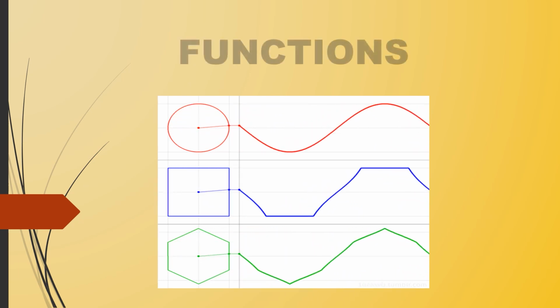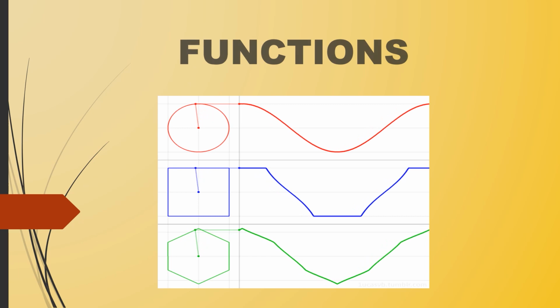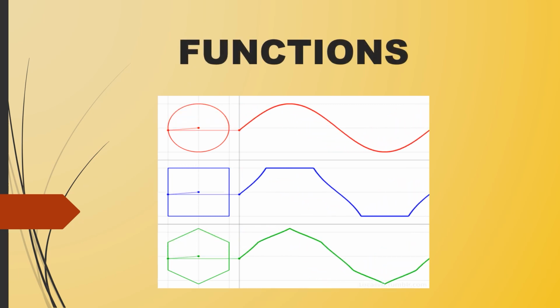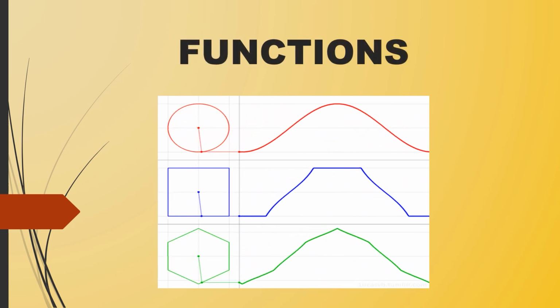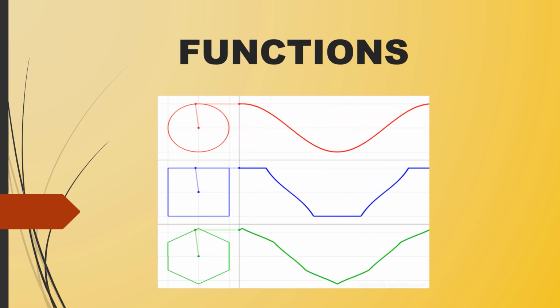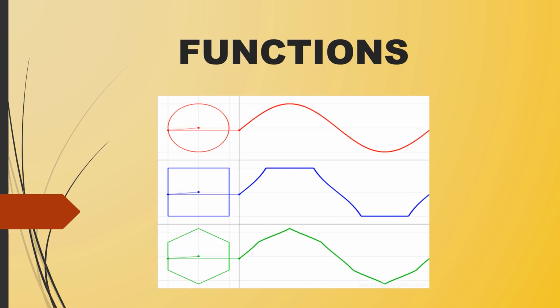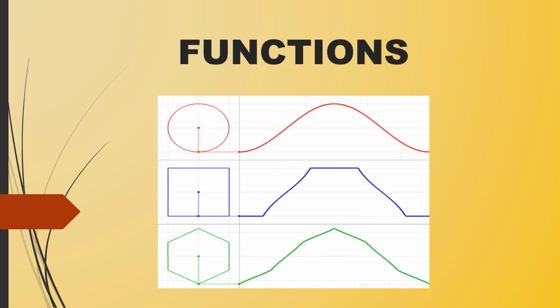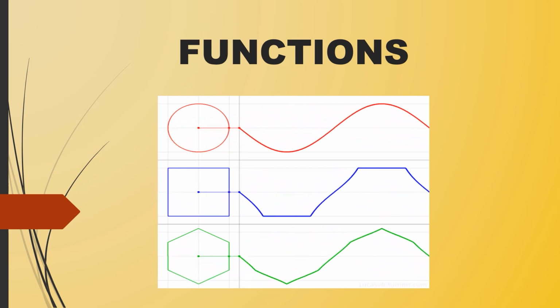Functions. A relation f from a set A to a set B is said to be a function if every element of set A has one and only one image in set B. A function f is a relation if no two ordered pairs in the relation have the same first element.